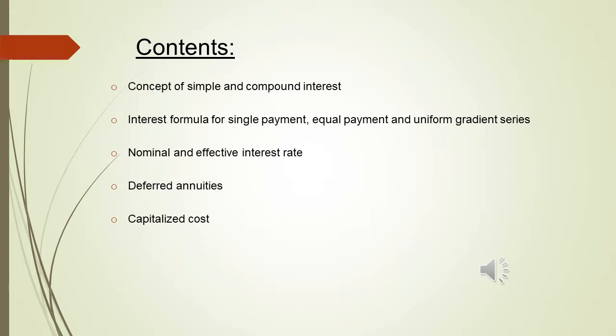So these are the contents. First, we'll study the concepts of simple and compound interest. Second, we'll study the interest formula for single payment, the interest formula for equal payment, and uniform gradient series. Then we'll study the same for nominal and effective interest rate, and then deferred annuities and capitalized costs. So this will cover the second part of your fourth module.